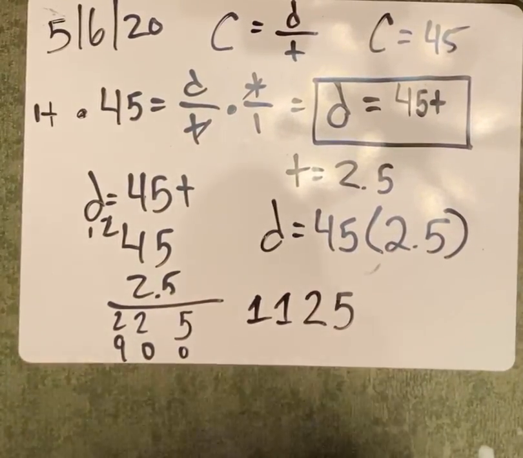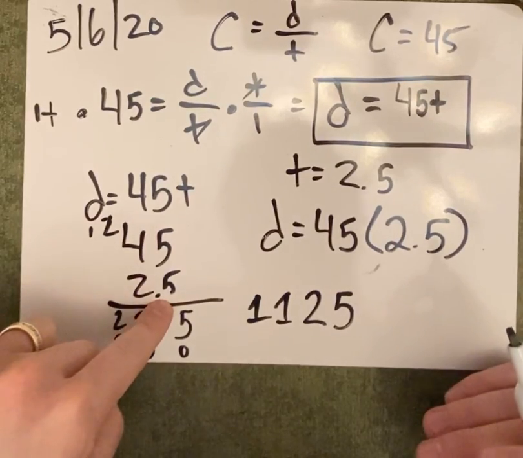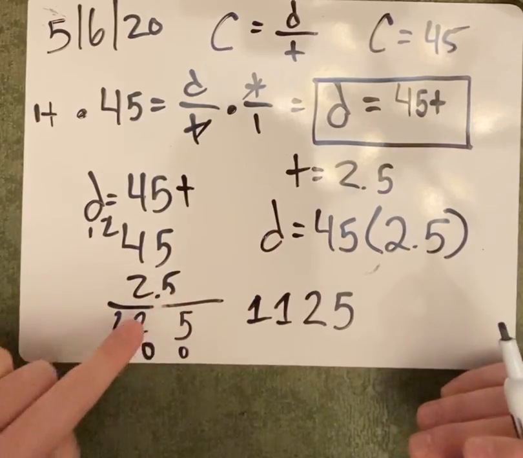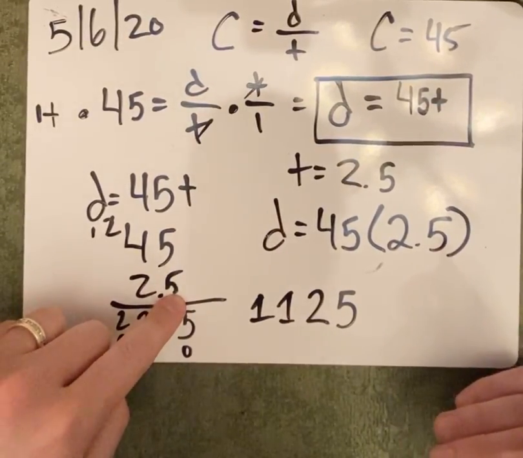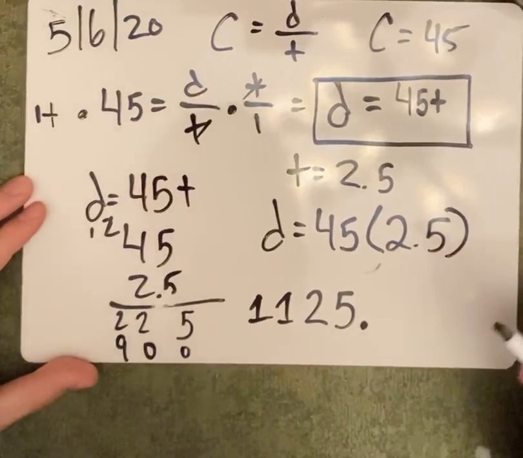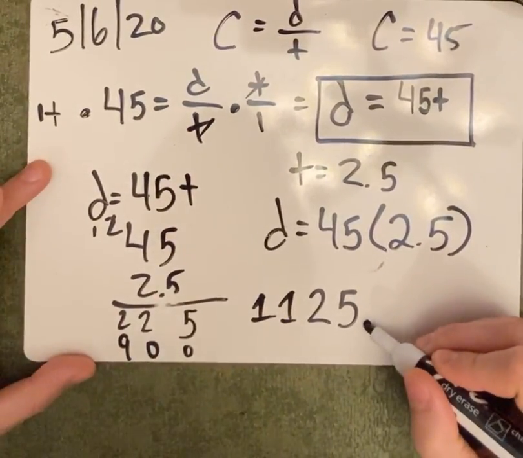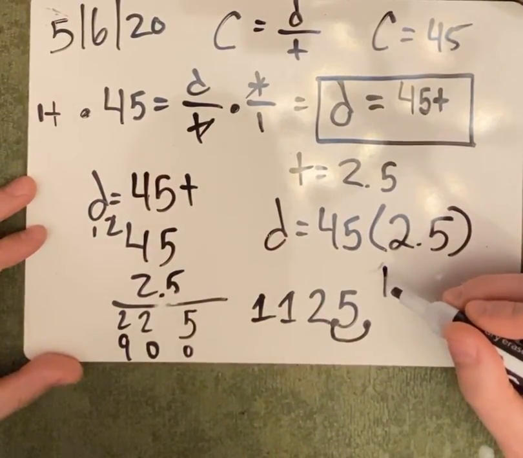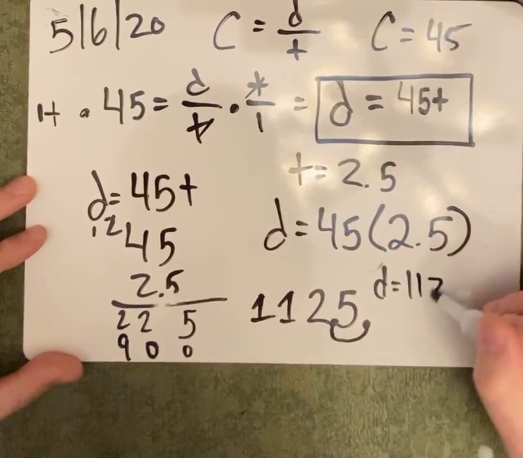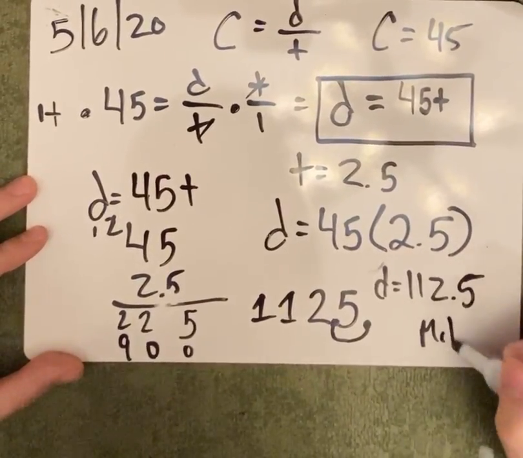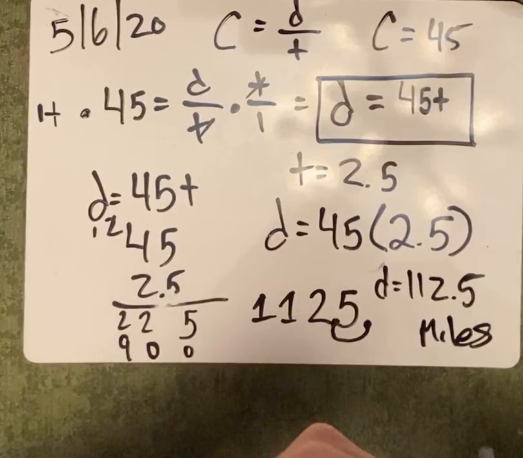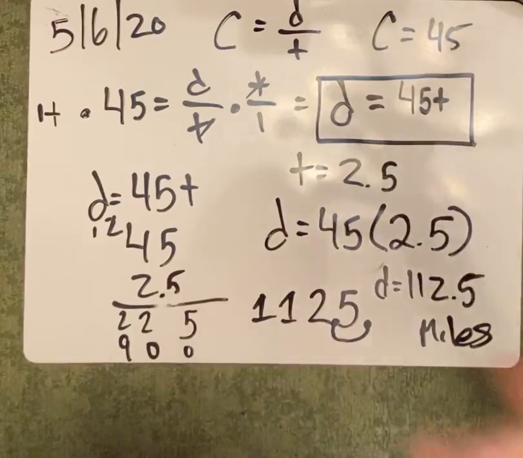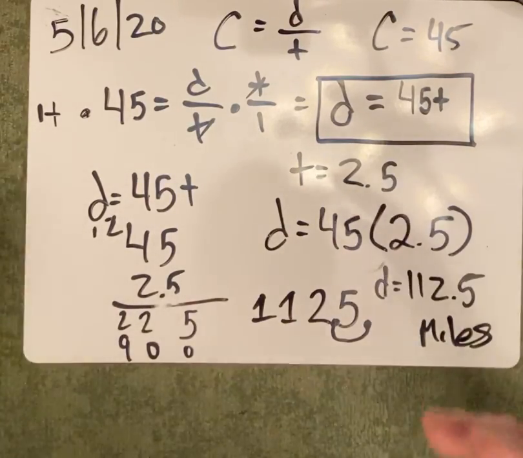So the final step is, since I have a decimal in my equation here, I have to look at how many numbers are behind the decimal. I got one number behind the decimal point. So I just start at the end, and since I have one number behind the decimal, I'm going to move it one place. So this tells me that D equals 112.5 miles. So the train traveled 112.5 miles in 2.5 hours.